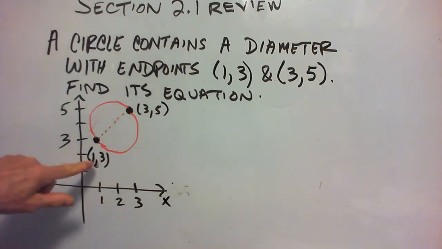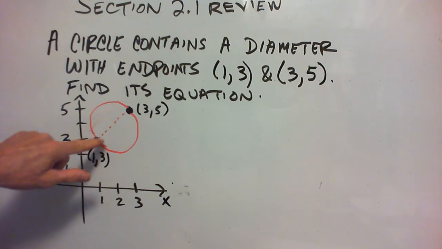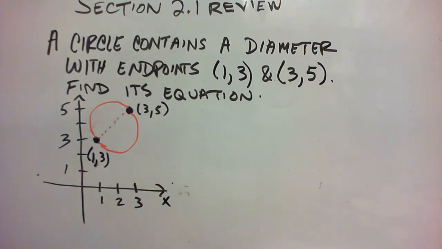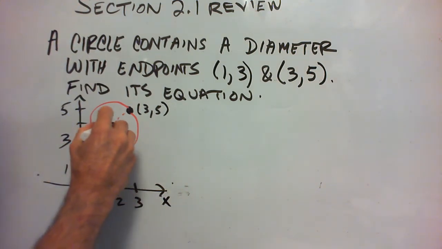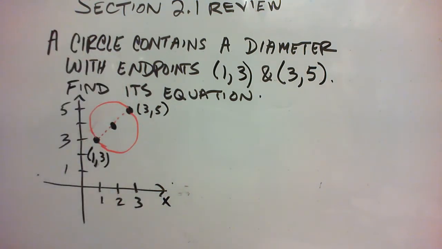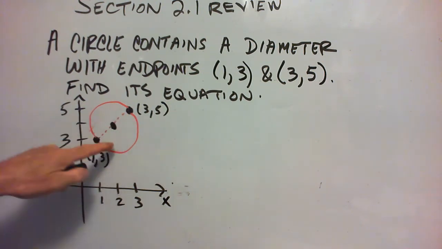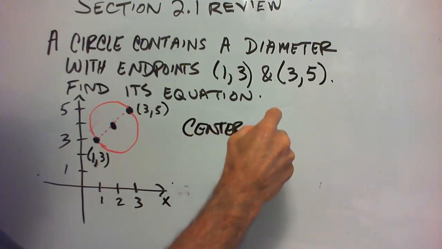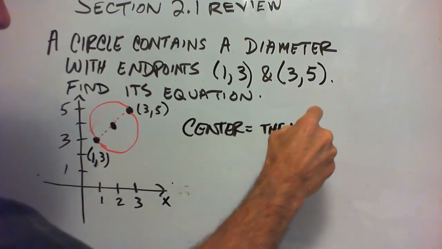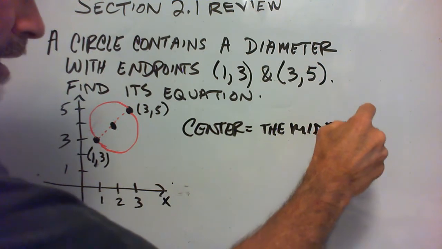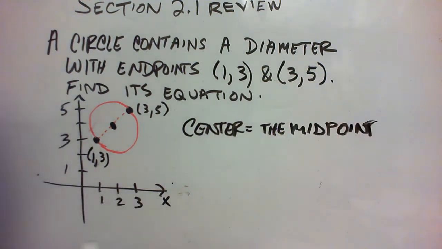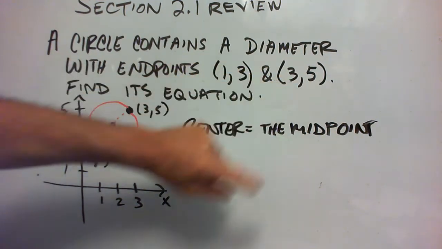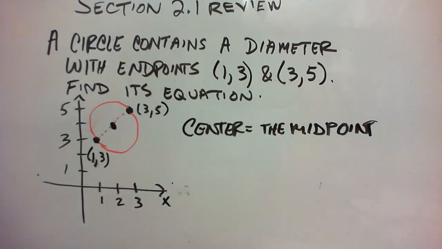So if we graph this circle, we have these endpoints of a diameter, (1, 3) and (3, 5), and the diameter cuts right through the middle of the circle. So the midpoint of those two points will be the center. So the center equals the midpoint. So find the midpoint, and there's a formula in your notes that basically summarizes the midpoint formula as the average x value and the average y value.